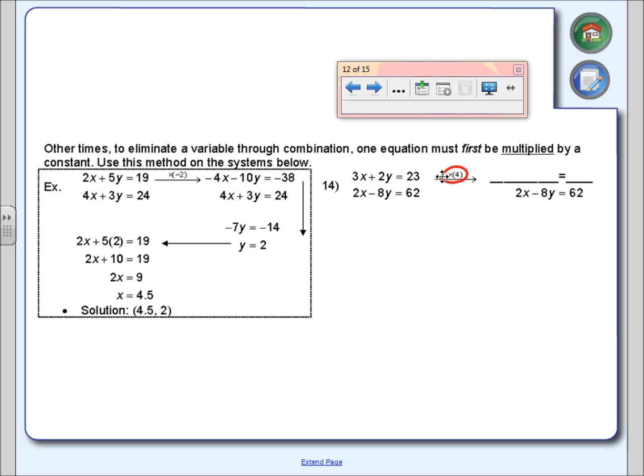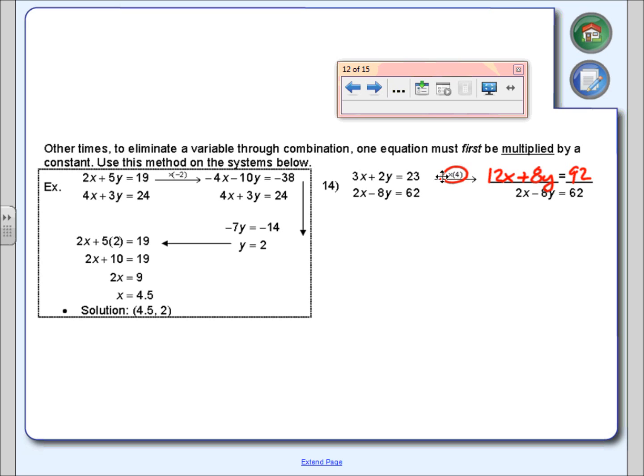We're going to take everything in the first equation and multiply it by 4. So 3x times 4 is going to give us 12x. 2y times 4 is going to give us 8y. And 23 times 4 is what? Put that in your calculator. 23 times 4 is 92. Now again, why did we multiply the first equation by 4?